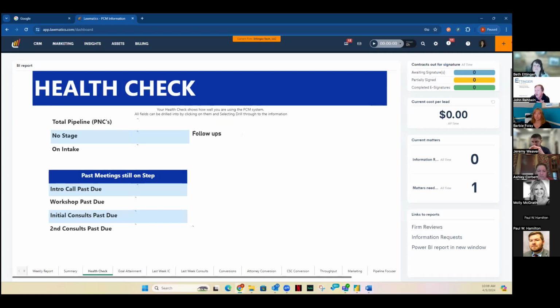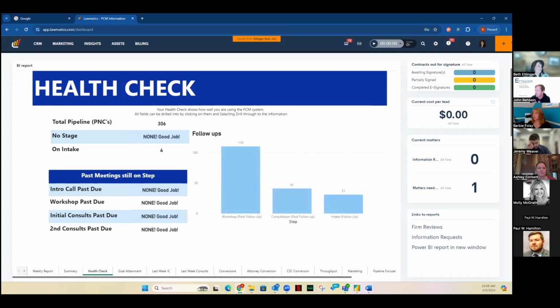Let's talk about the people that are not in follow-up and have not been moved to a follow-up step. The first one, how many are not put in a stage in the database right now? None. Awesome. So that means they have been moved to an appropriate step that puts them in follow-up. Well done.